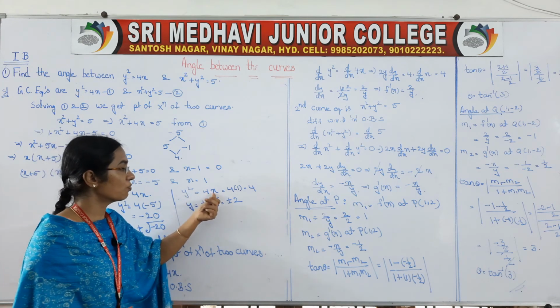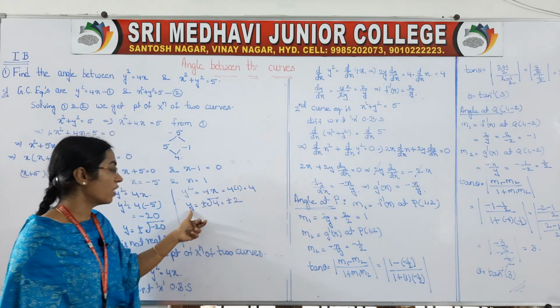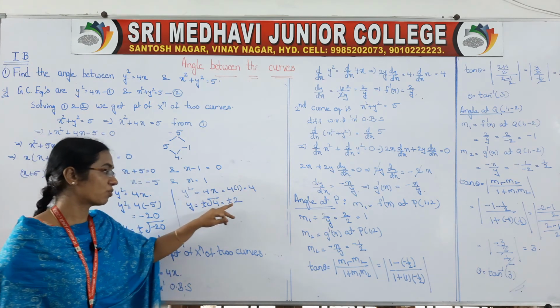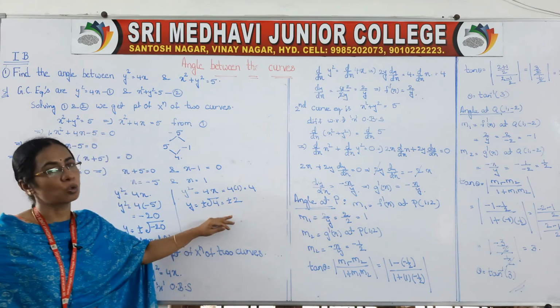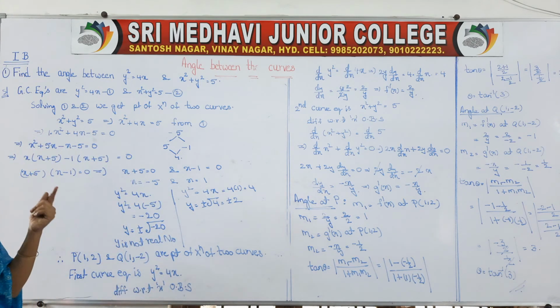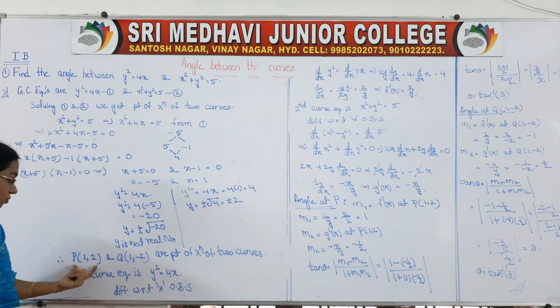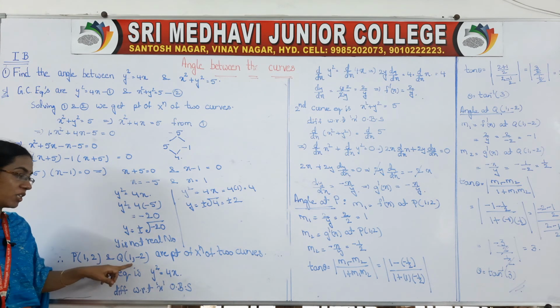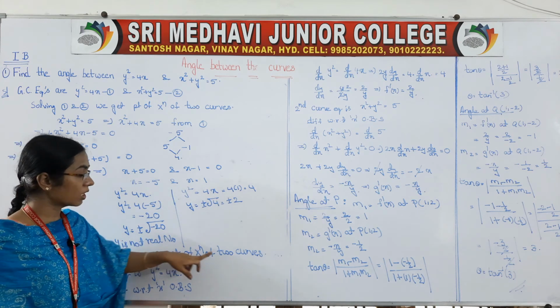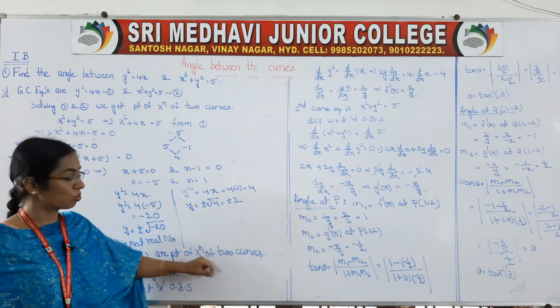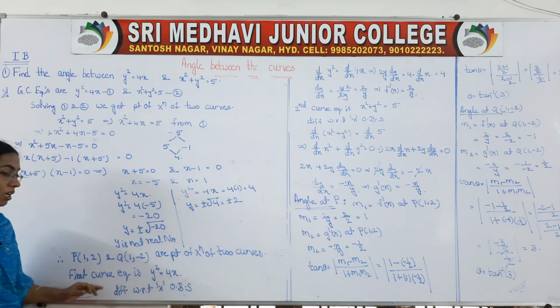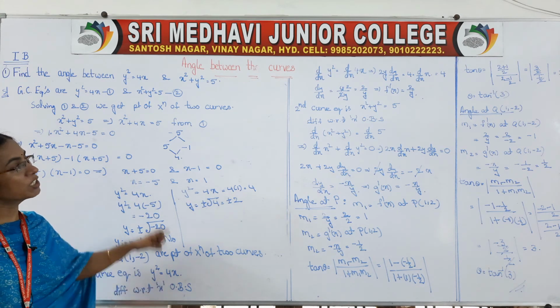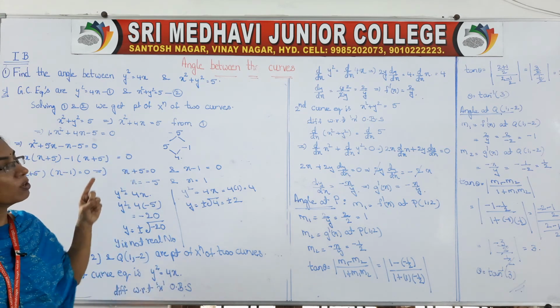With y square is equal to 4x, we got 4. y is equal to plus or minus root 4, that is plus or minus 2. So we got y values plus 2 and minus 2. Therefore your points P is (1, 2) and Q is (1, minus 2), the points of intersection of the two curves.